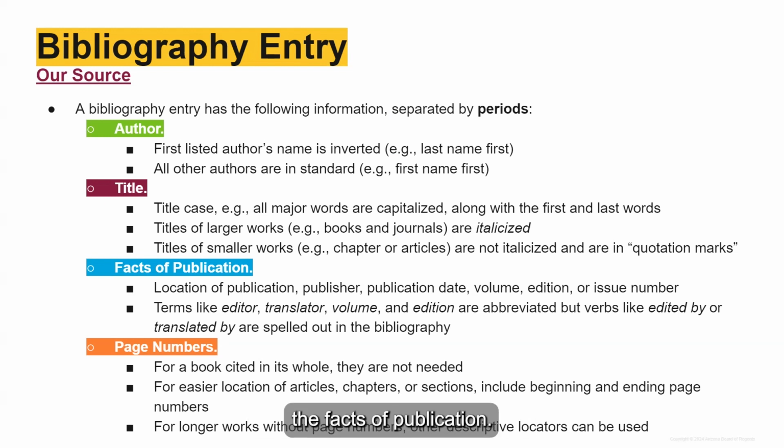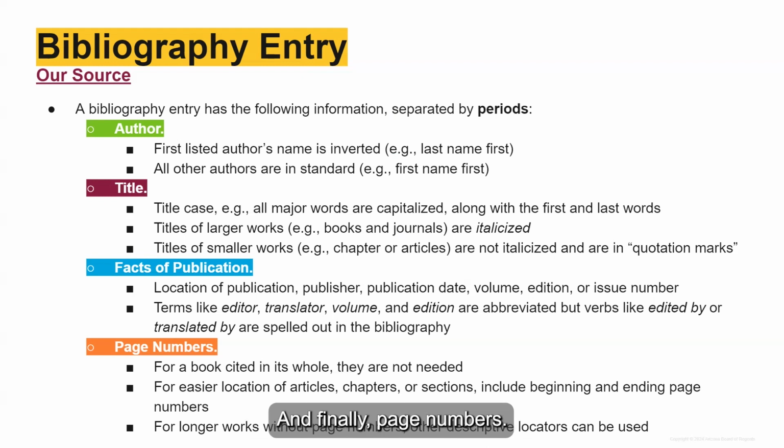Then you will need to list the facts of publication. This is information like the location of publication, the publisher, the publication date, the volume, edition, or issue number. Terms like editor, translator, volume, and edition will be abbreviated when you write these out, but verbs like edited by or translated by are spelled out in a bibliography.